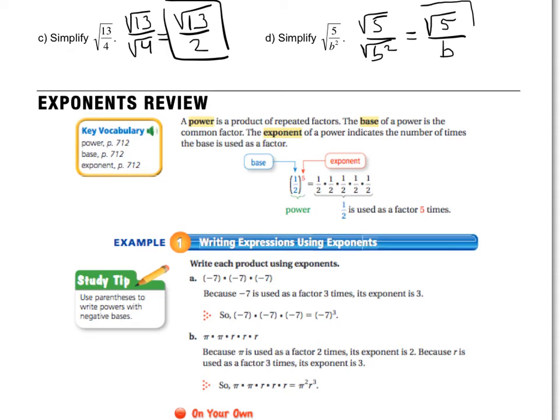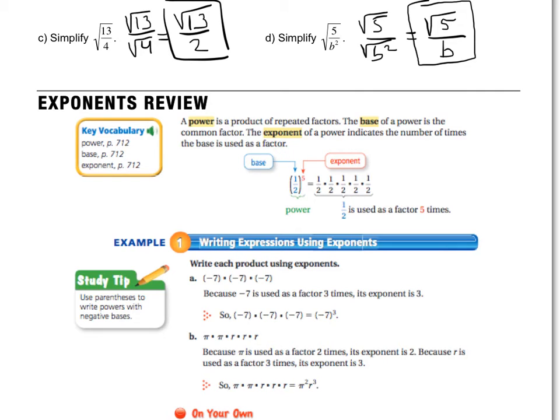Hopefully the big idea out of this little note sheet is really that if I have the square of something and the square root of something, they're undoing each other. So if somebody says to me the square root of b squared, the answer is b. If I take the square root of b and square it, the answer is b. So squares and square roots are undoing each other.